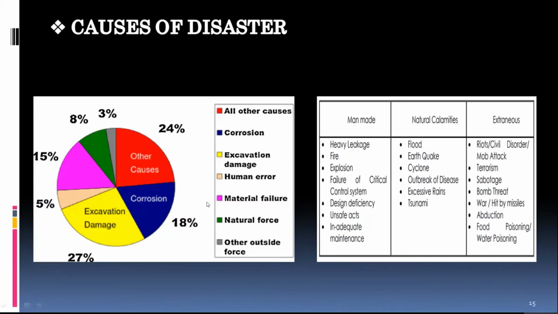Here is a representation of pipeline causes of disasters. The major disasters caused in pipelines are due to excavation damages and corrosion. However, human error also leads to 5% of the disasters during pipeline laying and monitoring.